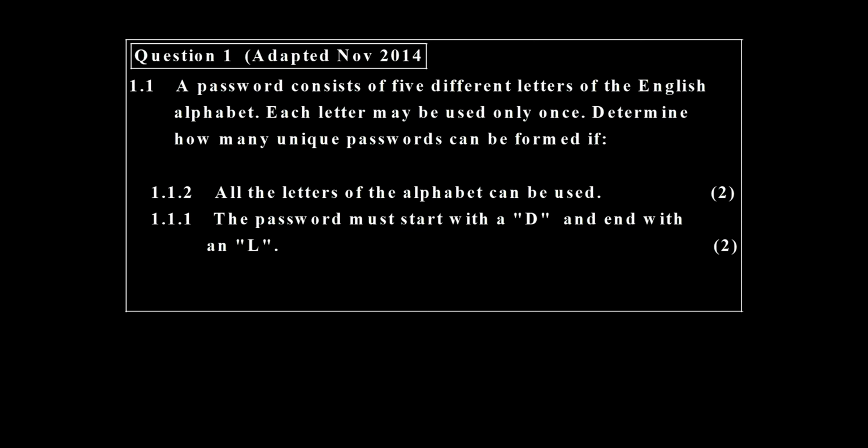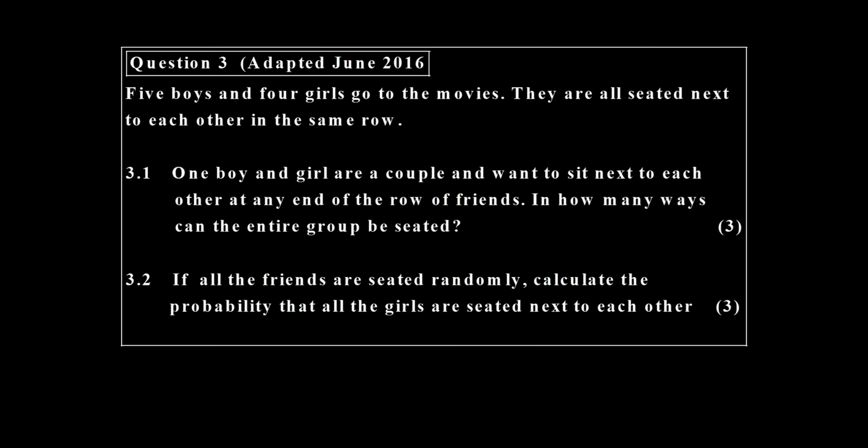We're not going to look at the solution, we're just going to look at 2014. They have a password question there, and they say maybe something similar. The password must start with the D and end with the L. There we have 7 cars there, and you know, so there we have parking, arranging the parking. Let's look at 2016, 5 boys and 4 girls. They need to be seated, and there's some restriction. 1 boy and girl is a couple, so they want to sit together. And then you have a probability there as well.